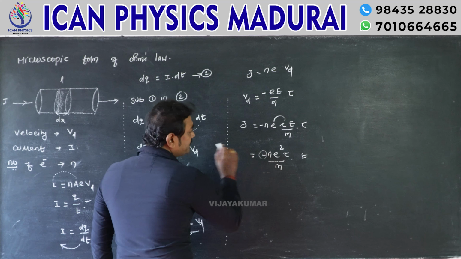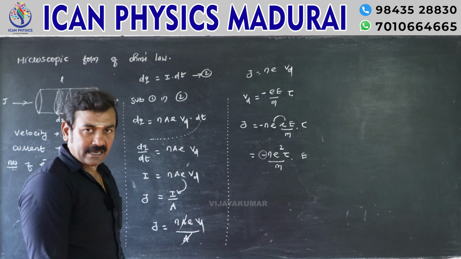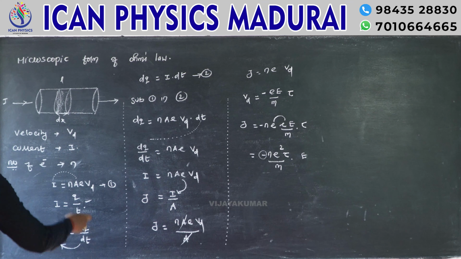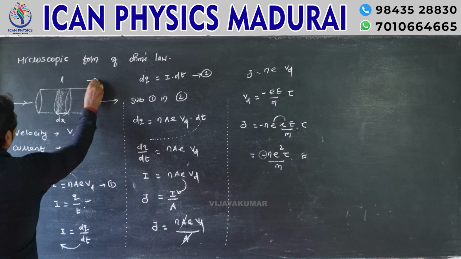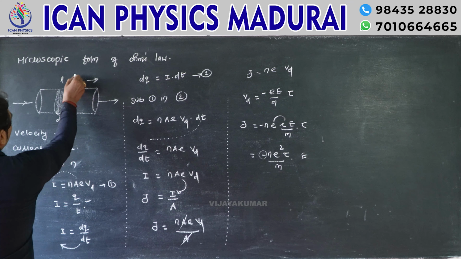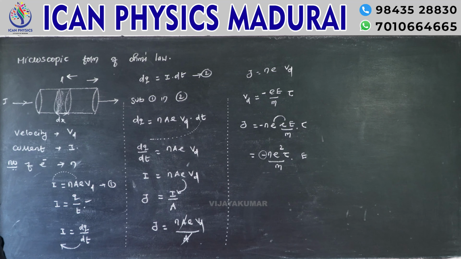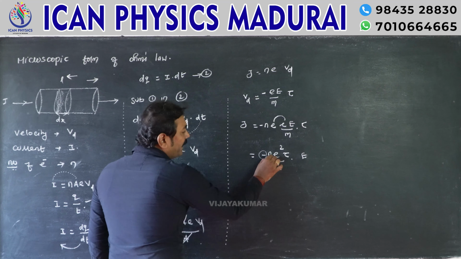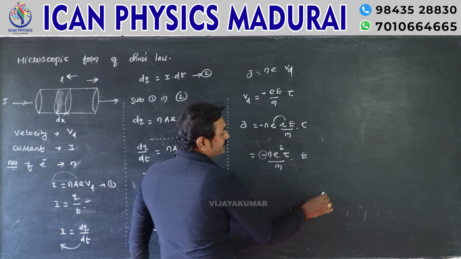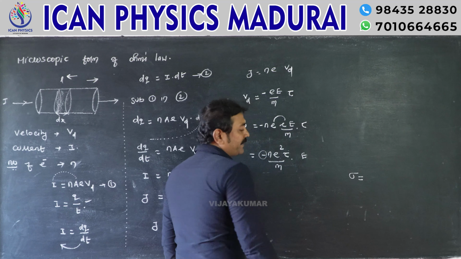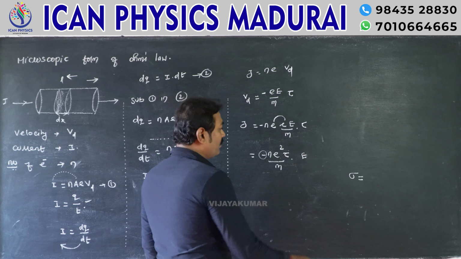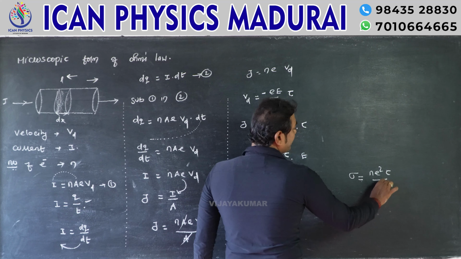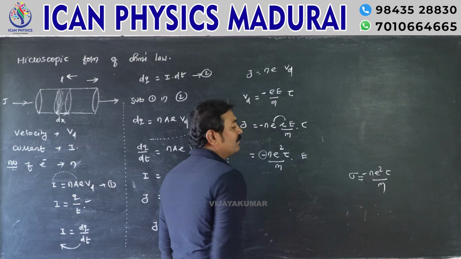Now this negative sign indicates that the electrons are flowing in the opposite direction. When we apply the electric field in the direction of x to y, the electrons are drifted in the opposite direction, towards the positive terminal. Now NE squared tau by M, what is its name? That is conductivity. NE squared tau by M, where it flows in the opposite direction.